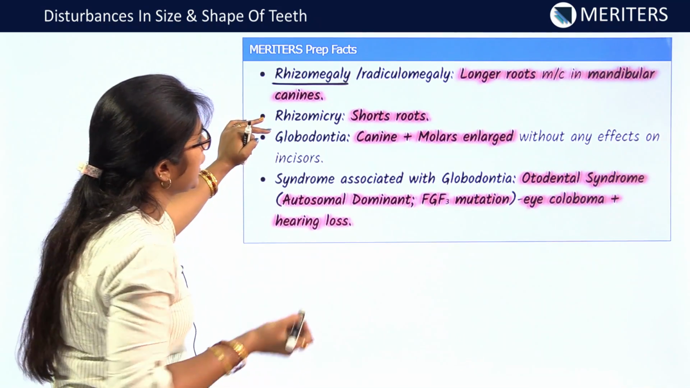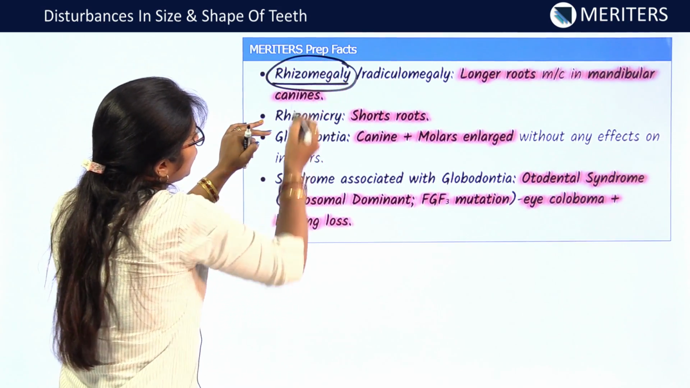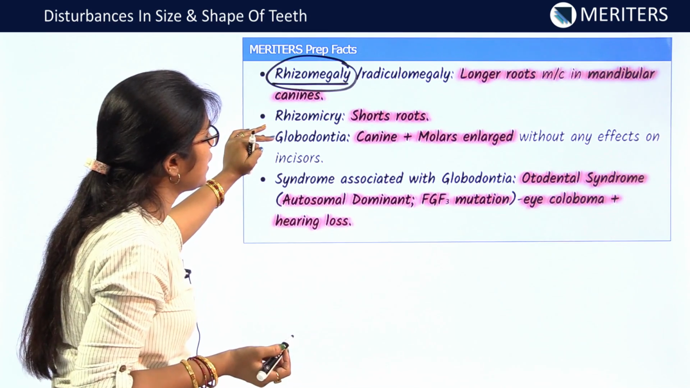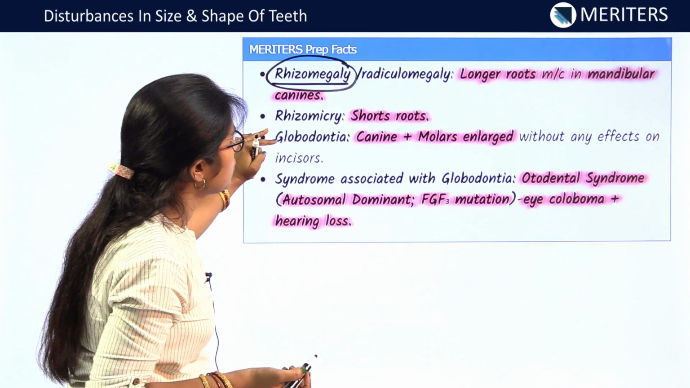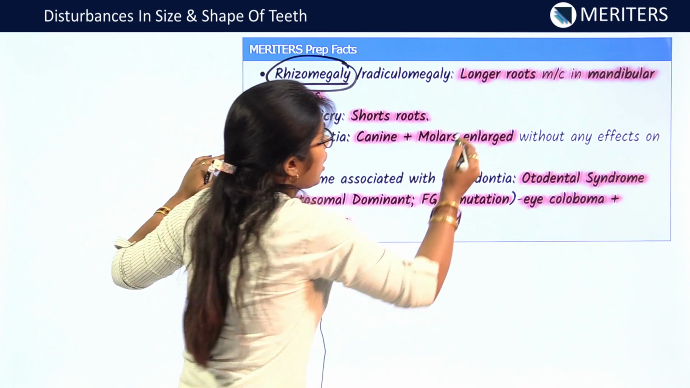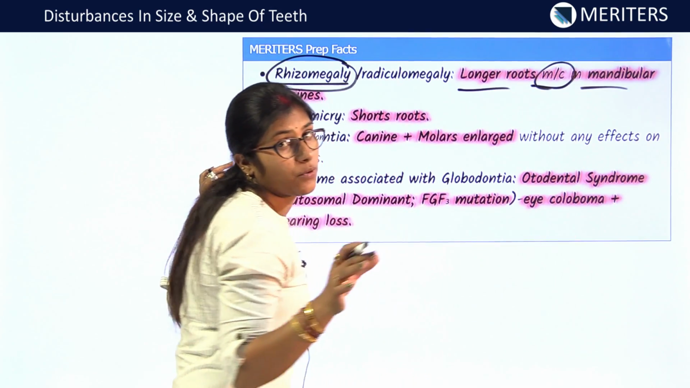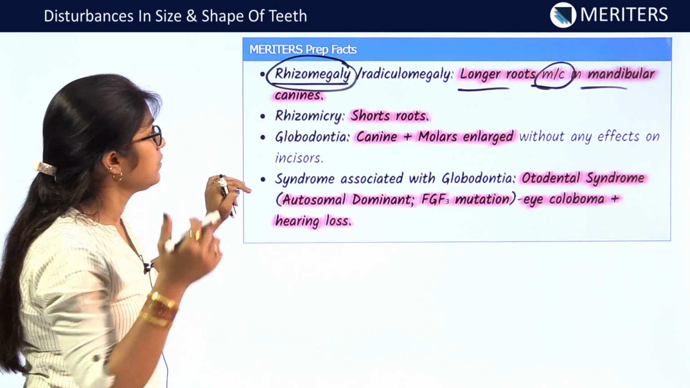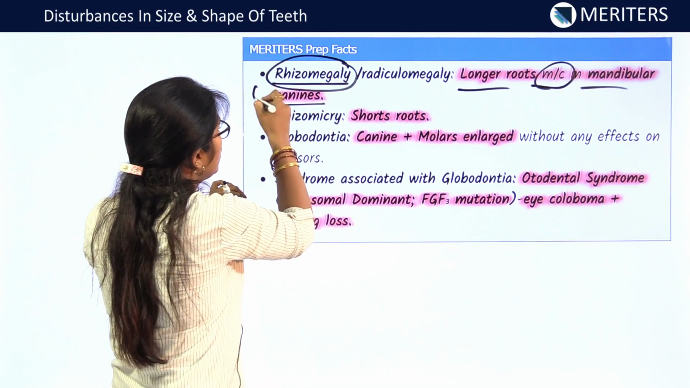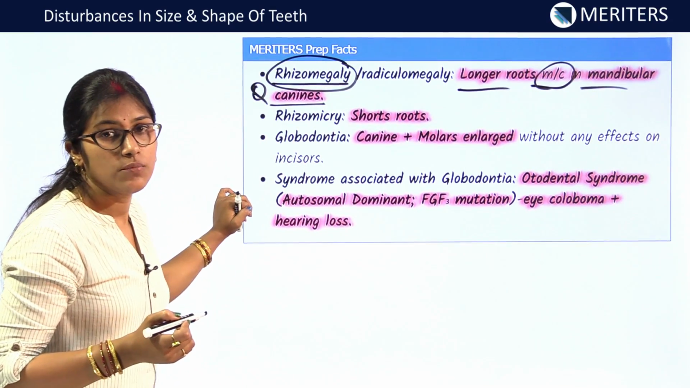Now easily you can get the meaning here itself. Radiculomegaly or rhizomegaly implies what? Longer roots. Now you should know what is the tooth which is affected. That is important in this case. Rhizomegaly can be seen in mandibular canines. You should know the tooth which is affected in rhizomegaly.